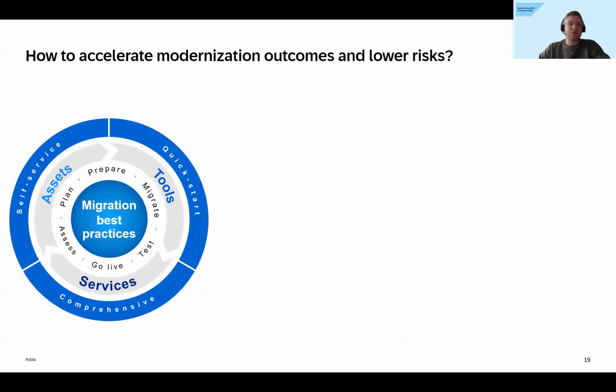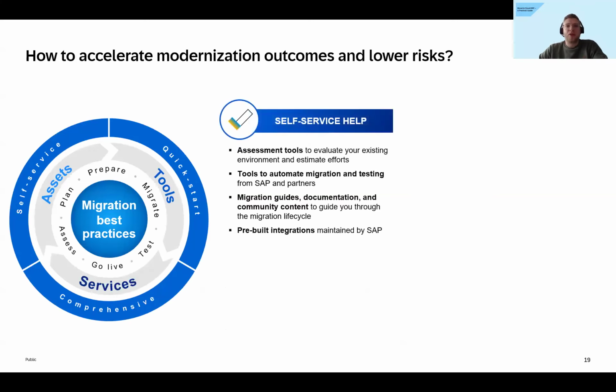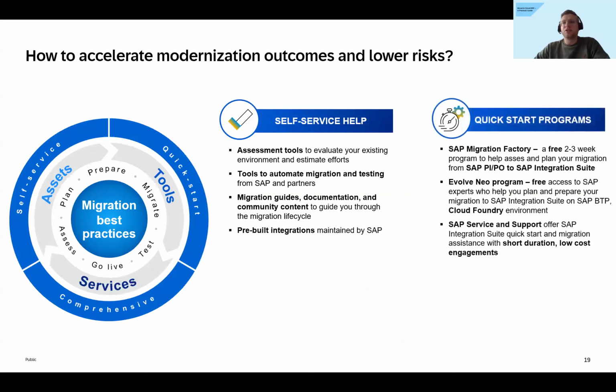So to sum it up, on the one hand side, we also have some self-service tools that I mentioned, right? Assessment tools, automate migration, automate testing, migration guide, community content, documentation, pre-built integration. So a lot of stuff that you can check out. At the same time, we also have the so-called SAP Migration Factory, where you can also, free of charge, get help in a 2 to 3 weeks program to assess and plan your migration from PIPO to Integration Suite. Also recommend to check that out.